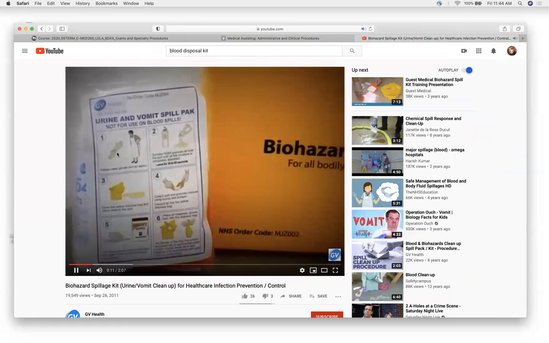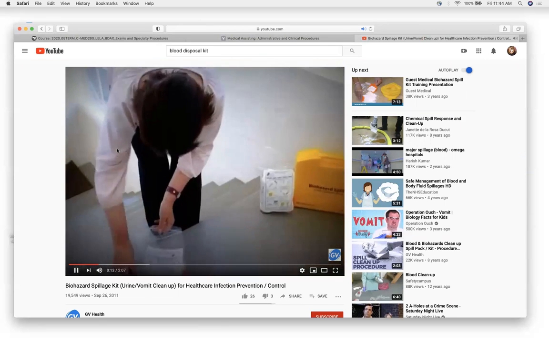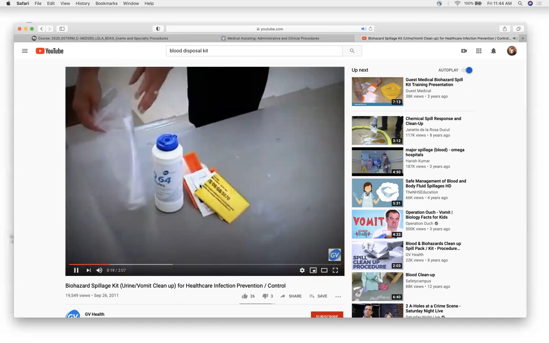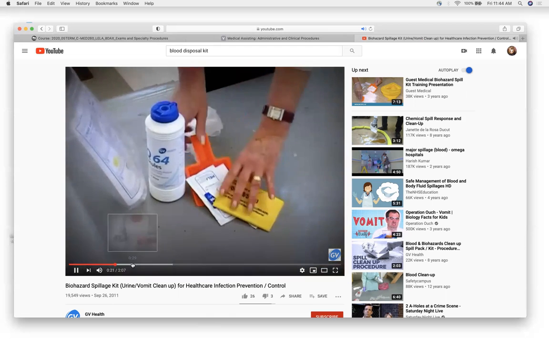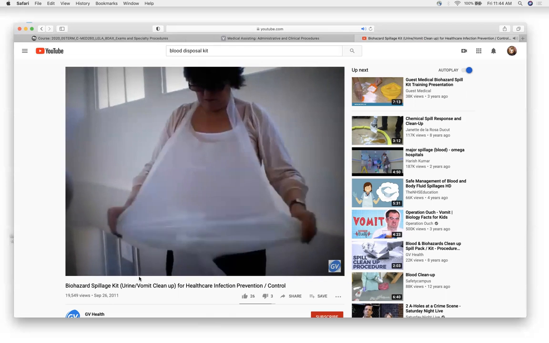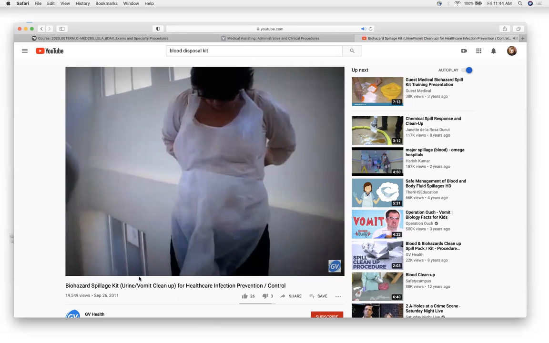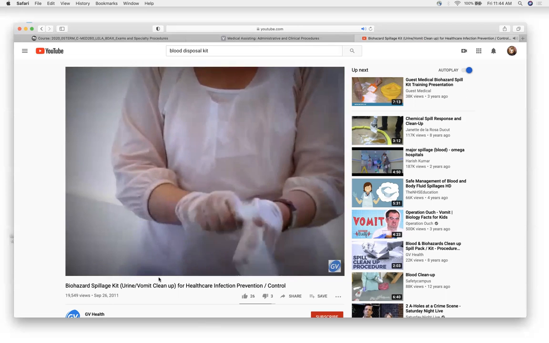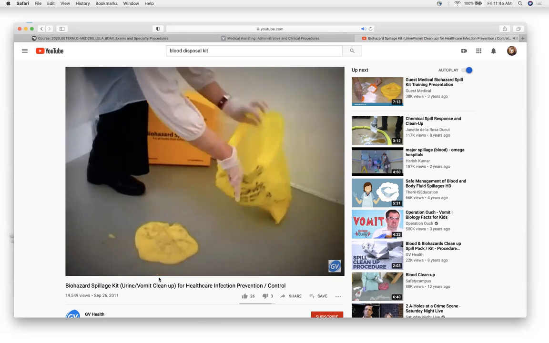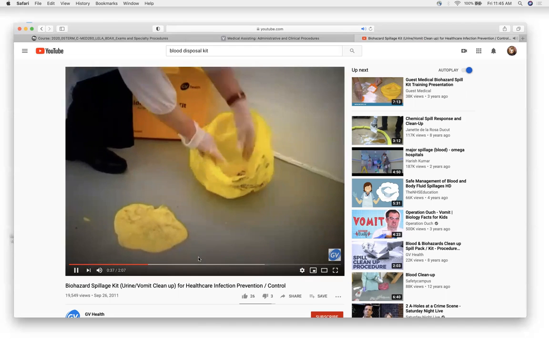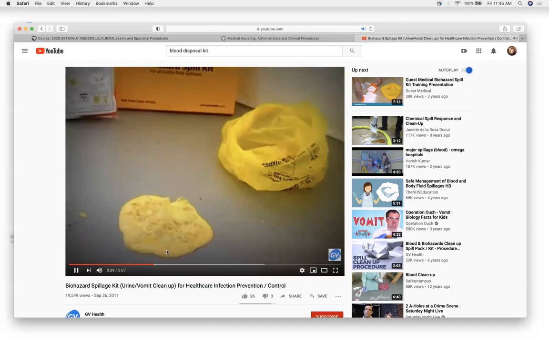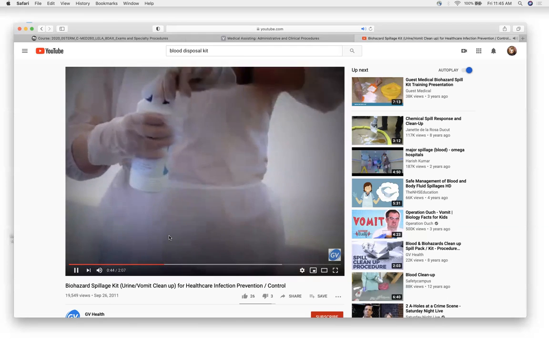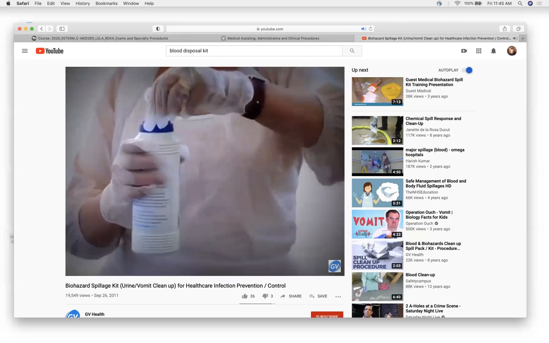And the spill kit, glove up, right? Before you do anything, you glove up and you follow the kit. All these kits have step-by-step instructions. Is this the same lady? Interesting. And you could see it has its biohazard bag, right? So that's vomit. It could be blood, and you take this powder, and it soaks up all the material.